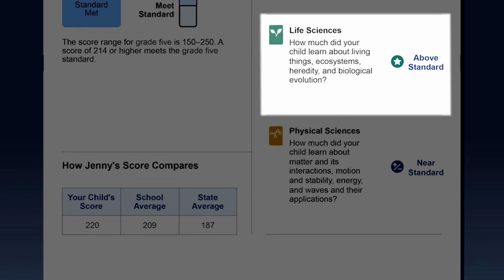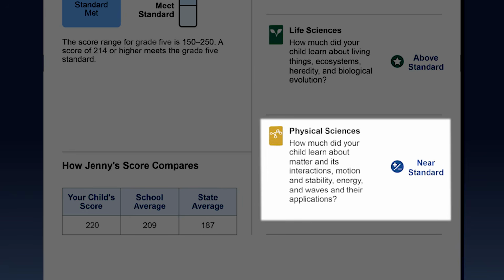The second area measures how much your child learned about living things, ecosystems, heredity, and biological evolution. Jenny scored above standard. The last area measures how much your child learned about matter and its interactions, motion and stability, energy, and waves and their applications.